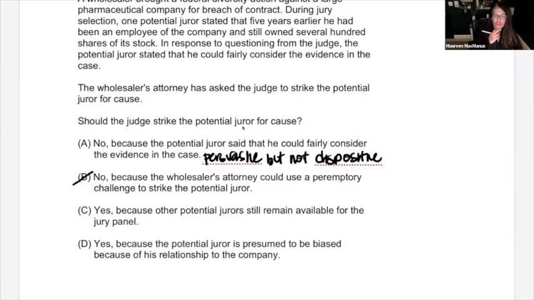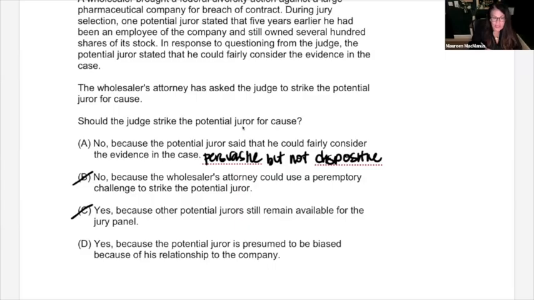C, yes, because other potential jurors still remain available for the jury panel. This is also kind of irrelevant. Just because there's other people available doesn't go to whether you strike the potential juror for cause. If there is a cause to strike them, you strike them.